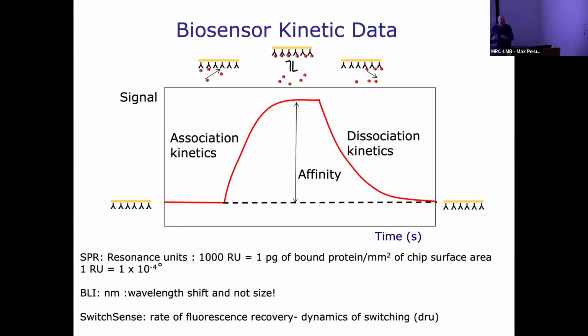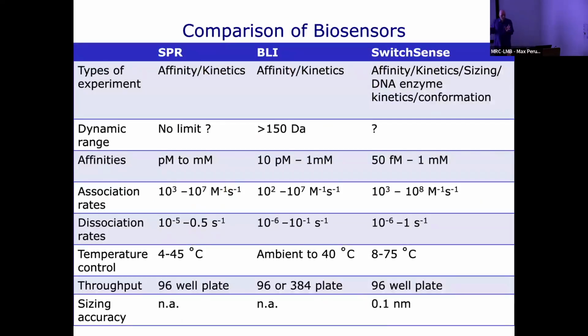So which one do you choose? So many different ones to choose. Well, they've all got really good dynamic range. I think the BLI is not really sensitive for very small molecules. They've got a good range of affinities they can actually measure. And I think one advantage of, say, the switch sense is that it can accurately measure very, very slow dissociation rates. You can go for a very long time. They can both be done in semi-high throughput. And another thing I won't talk about today is that with switch sense, you can actually do some sizing as well.